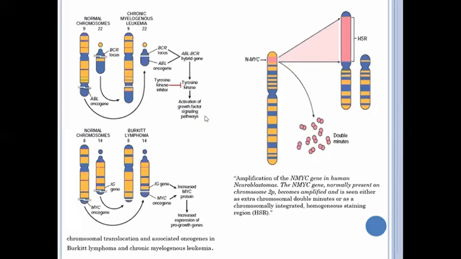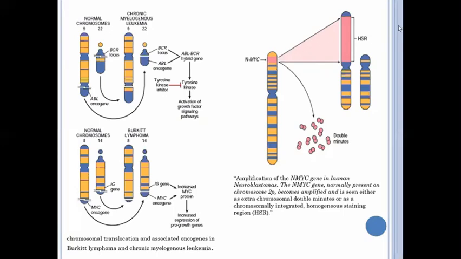The second is Burkitt's lymphoma and chronic myelogenous leukemia production. Here, chromosomes 8 and 14 show the MYC oncogene translocation. So increased MYC protein will be formed, causing increased expression of pro-growth genes.